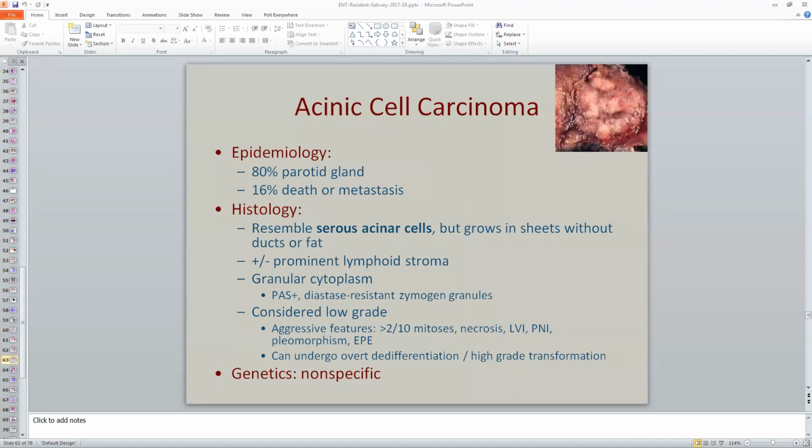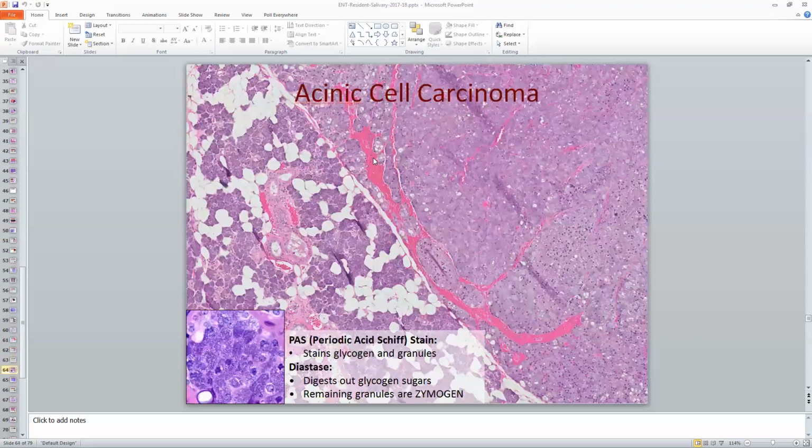All right. Acinic. So acinic cell carcinoma is a tumor that resembles the serous acinar cells of the parotid gland, but it essentially grows in solid sheets without any intervening ducts or adipose stroma. These are generally low grade, but again, can also have a high grade or dedifferentiated variant. This is a little bit outdated. We do have some known genetics for acinic cell carcinomas that have been described recently. Again, I'm happy to send that along if you'd like.